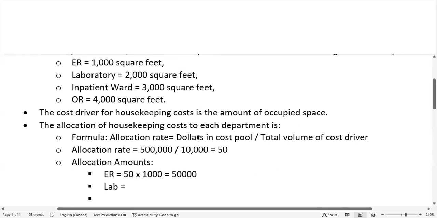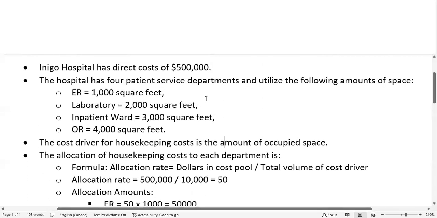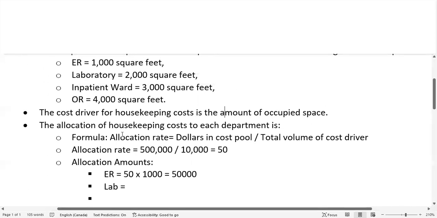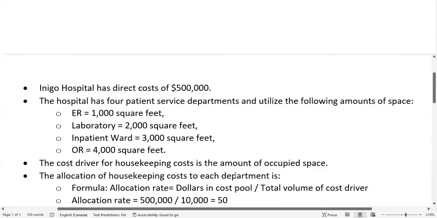So what next? How do we calculate the allocation rate? Right? The allocation rate is the value we use to calculate the allocation. It should be similar to when you calculate the variable cost rate, where this could be a portion or a fraction. But in this case, we're looking at large figures. So for example, in this hospital, this is the formula for the allocation rate. The allocation rate here is about dividing the dollar cost in your cost pool, right? Which is this one.